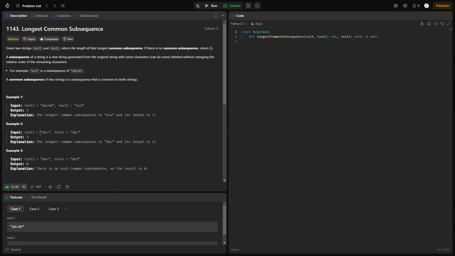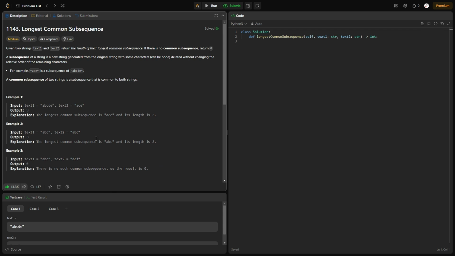After that, in example 2, we have text1 is ABC, and text2 is also ABC. So the longest common subsequence is obviously going to be ABC, and the length is 3 as well. So in example 3, text1 is ABC, text2 is DEF. They don't share any common letters, so there's not going to be any common subsequence, so the result is 0.